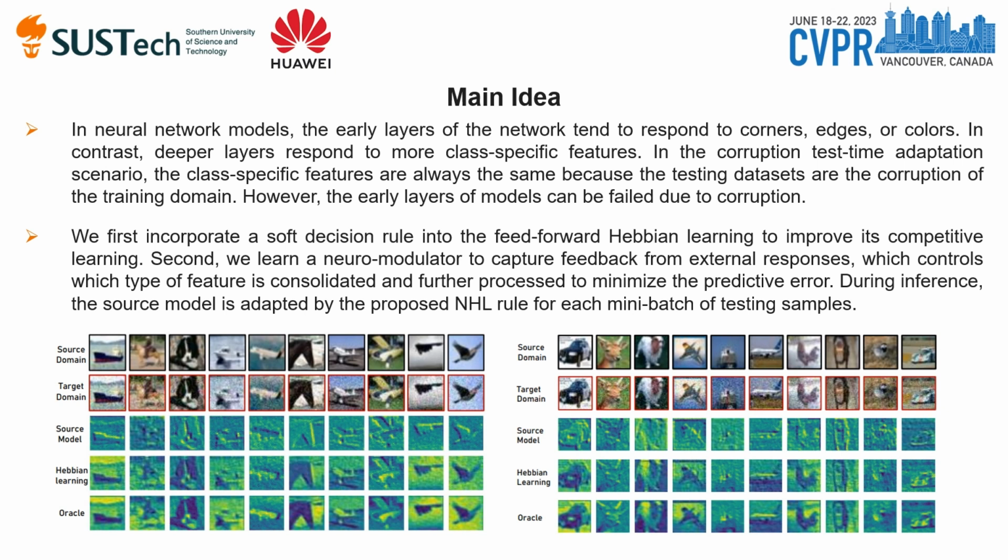We can see that the unsupervised Hebbian learning is able to generate feature maps which are as good as those from supervised learning. In this work, we first incorporate a soft decision rule into the feed-forward Hebbian learning to improve its competitive learning. Second, we learn a neuromodulator to capture feedback from external responses, which controls which type of feature is consolidated and further processed to minimize the predictive error. During inference, the source model is adapted by the proposed NHL rule for each mini-batch of testing samples.